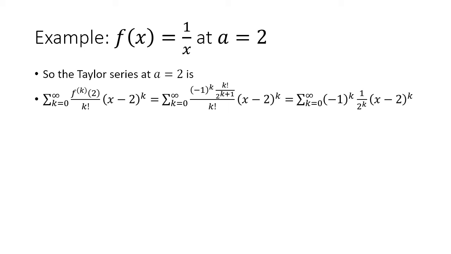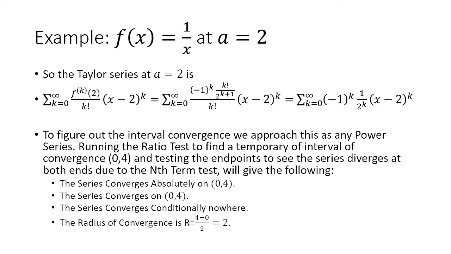To figure out where this converges or diverges, you simply use the power series method from the last section. We'll run the root or ratio test on this to find a temporary interval of convergence, then test the endpoints and see what happens there, and summarize our findings. So to figure out the interval of convergence, we approach this as any power series. Running the ratio test on this series, I find a temporary interval of convergence of 0 to 4. And then testing the endpoints, I'll see that both endpoints diverge due to the nth term test. You need to check that. That does require some work. And if we summarize all this, we get the following.